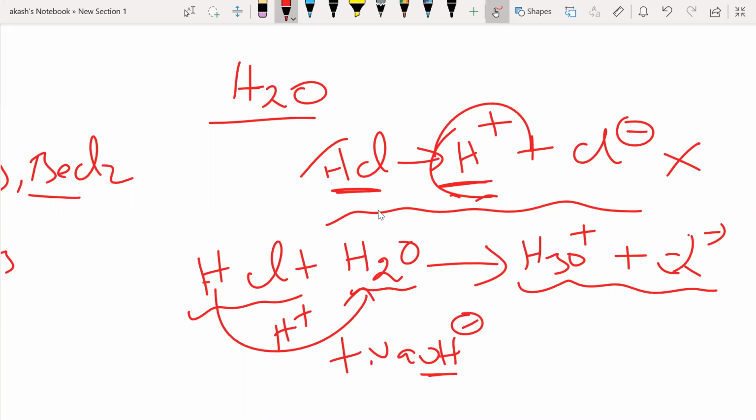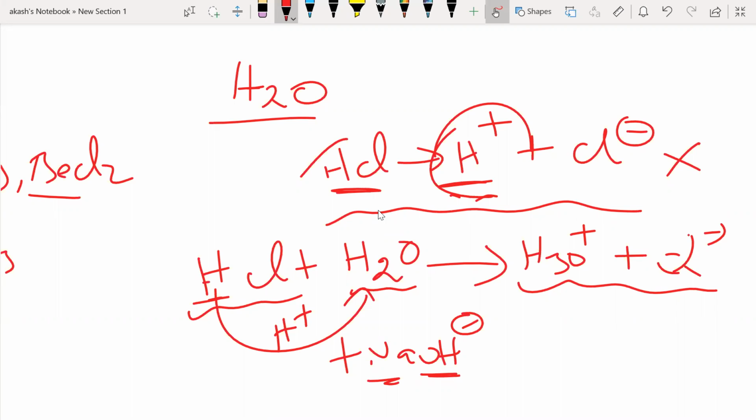Now what is going to happen? This OH minus is going to accept the H plus to form H2O. That's what would have happened, right? And this Na plus and Cl minus would have combined to form NaCl. So there should be something in the medium so that you'll be able to accept the H plus. That's what is more important. This is a very small point I want to tell you.